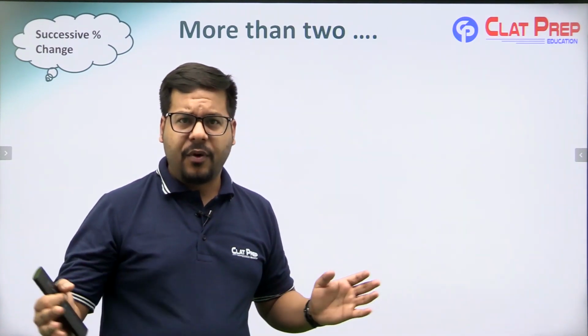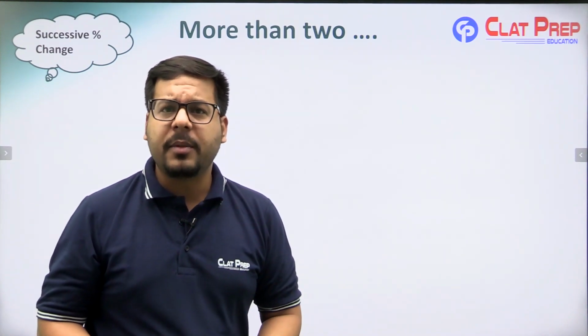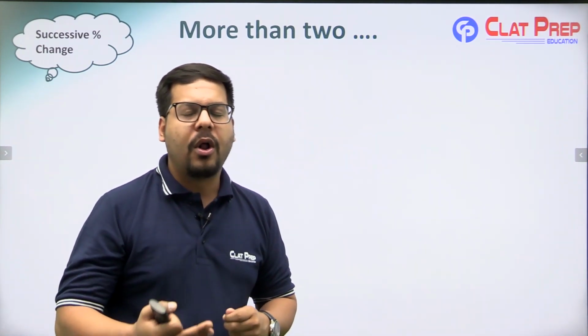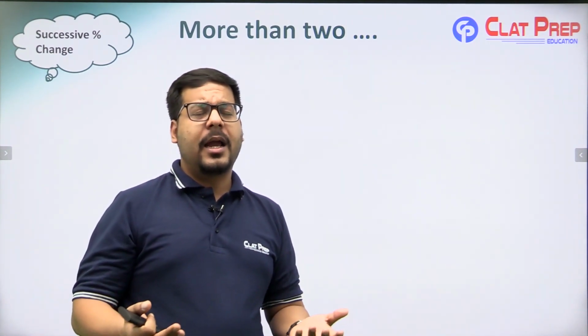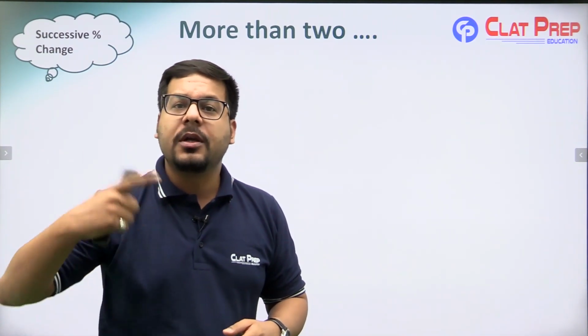It is a lengthy formula. You will put in values, you will calculate a lot of things, and then obviously it is going to take a little bit longer to calculate. So how to solve when there are more than two successive percentage changes? Let's say I asked you to increase a number by 10%, but not 2 times, 3 times.